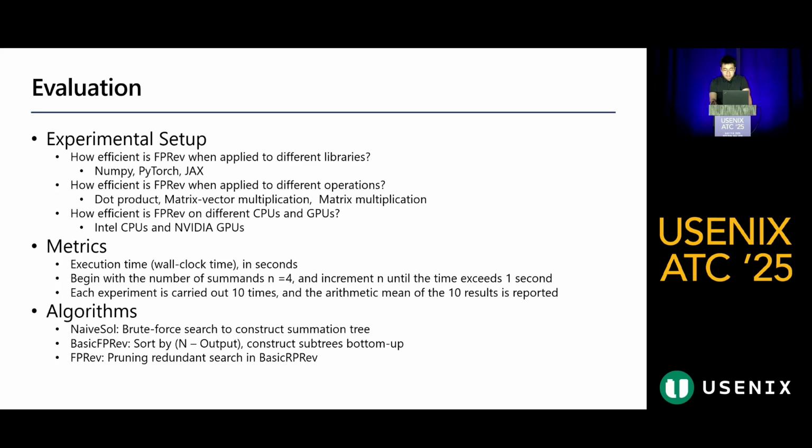We compare 3 algorithms in our evaluation. Naive solve is a brute force search baseline. Basic FPRev, this version sorts inputs by n minus output and constructs the computation tree. FPRev, the optimized version, which prunes redundant search.